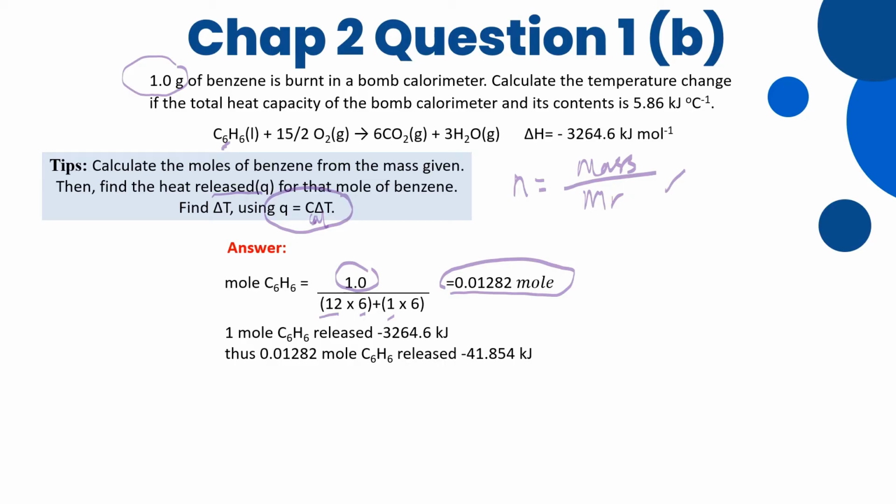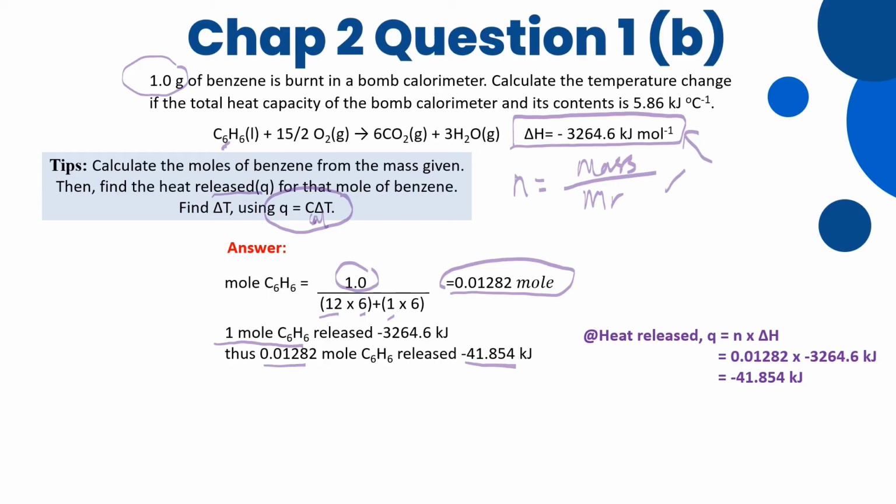Then we calculate the amount of heat released by 0.01282 mole. From the question, 1 mole of benzene will release 3264.6 kilojoule. Hence, if we only have 0.01282, it will only release 41.854 kilojoule. Or we can use the equation, if you still remember, delta H equal to Q divided by n. If we want to find Q, we just multiply delta H with n, which will obtain the same answer. So both methods are accepted.